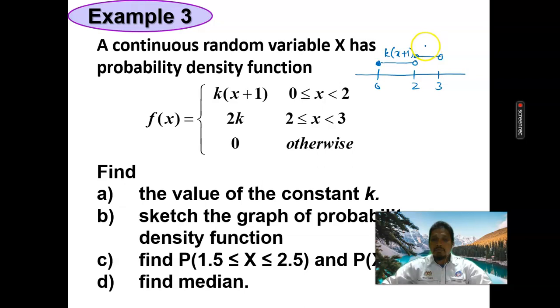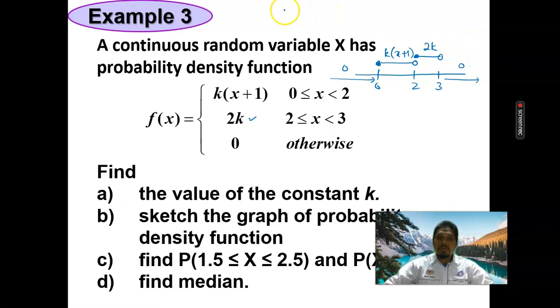And this is the domain for the function 2k. So 0 otherwise means that from negative infinity until 0, the function is 0. And from 3 to positive infinity, the function is also equal to 0.